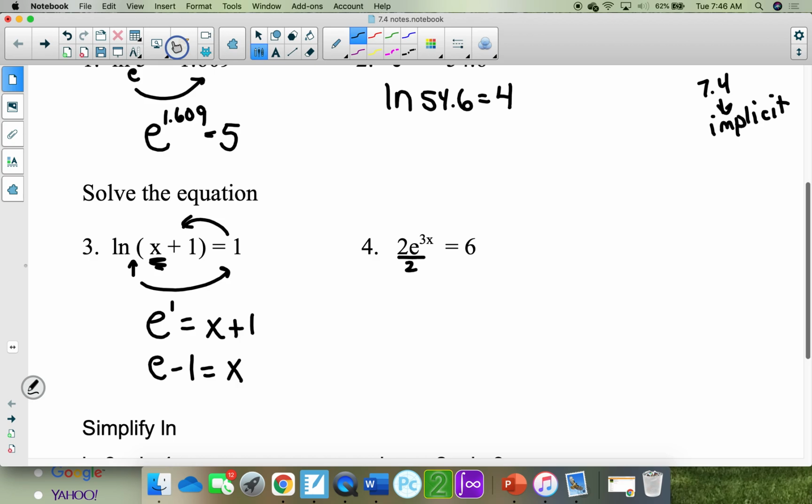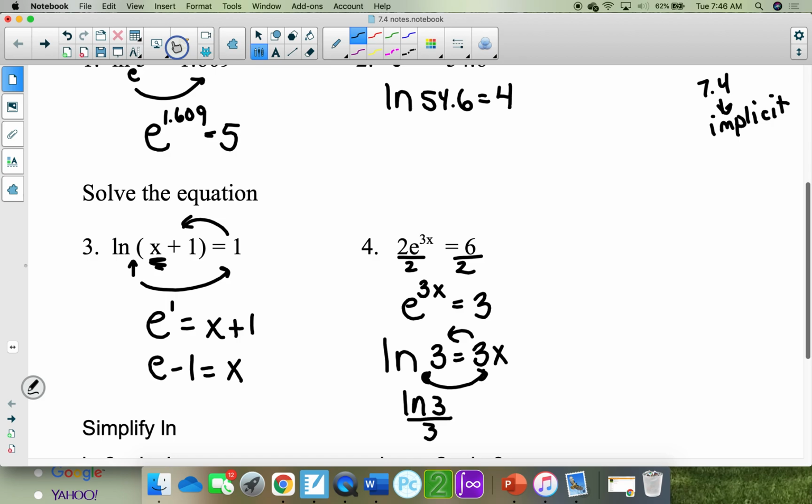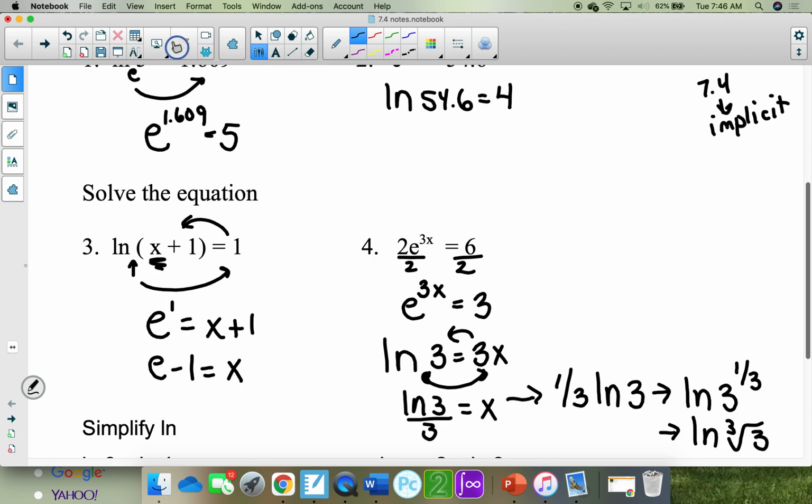And the first thing I'm going to do is divide both sides by 2, so e raised to the 3x is equal to 3. Natural log of 3 is equal to 3x, and I can check it because there's a little e down there, the loop around. So the natural log of 3 divided by 3 is equal to x. And they might even go a little step farther. This is the same thing as 1/3 natural log of 3, which is the same thing as the natural log of 3 to the 1/3, which is the same thing as the natural log of the cube root of 3. So they might even go a little bit farther.